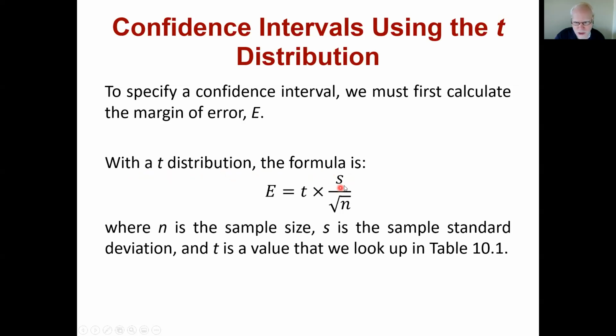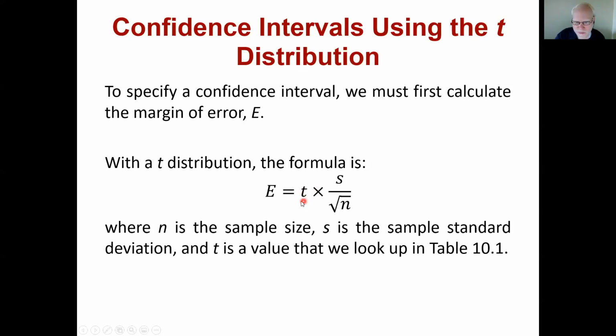We don't know the population standard deviation, so we've replaced it with the sample standard deviation. And before we were multiplying by a constant, we've replaced that constant number with a variable. So here we've got n is the sample size, like before. S is the sample standard deviation, so it replaces the population standard deviation. And t is a value that we look up in a table. And so before, when we were using the normal distribution, like I said, we had a constant here.